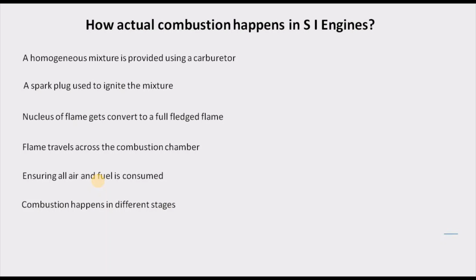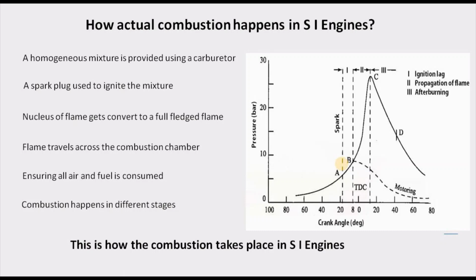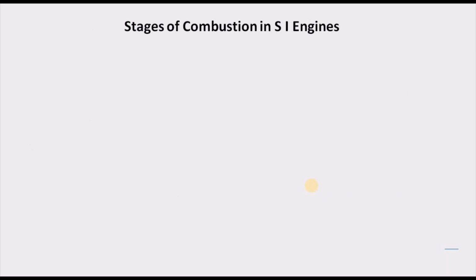And all these things happen in different stages, and here you can see the different stages. So 1, 2, 3, there are different stages, and this is how the combustion actually happens. So it is very important then to discuss what these particular stages are. The 3 stages in the combustion we will be explaining one by one. So let us start with the first stage.